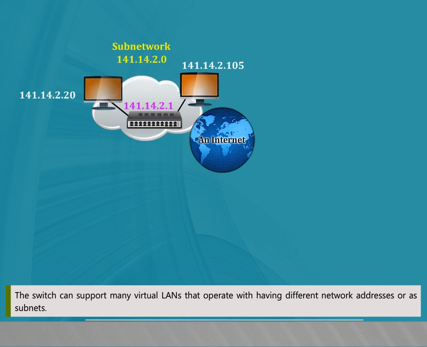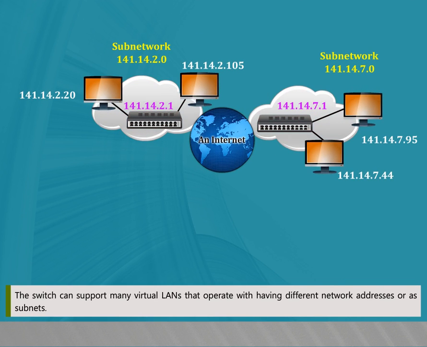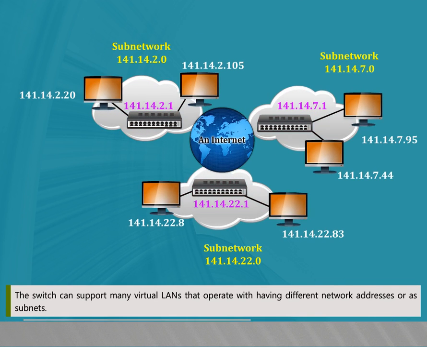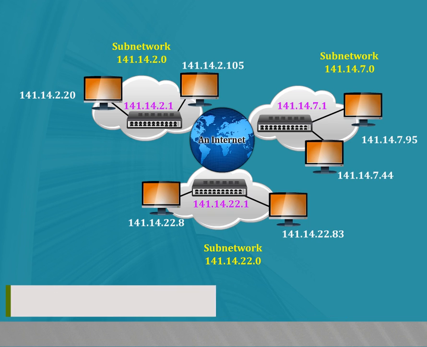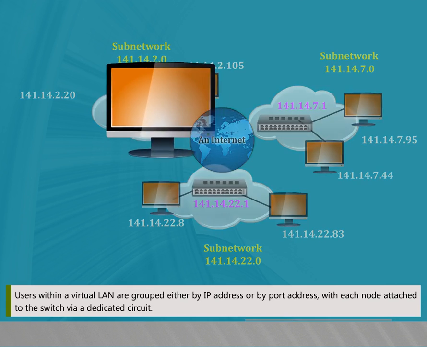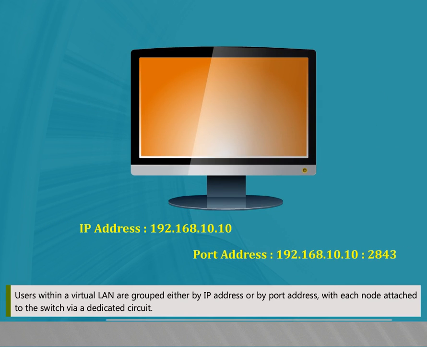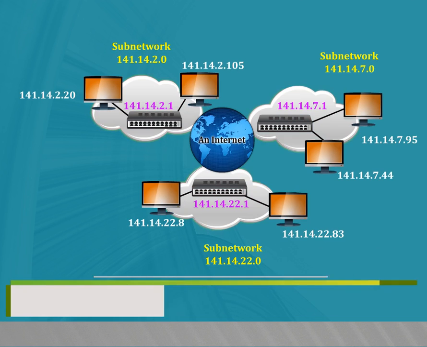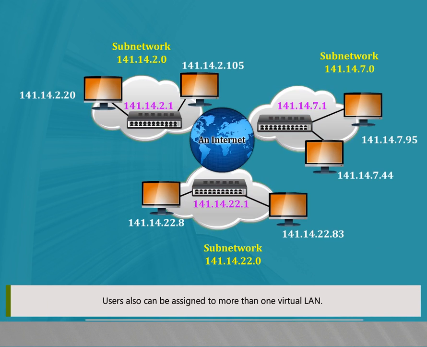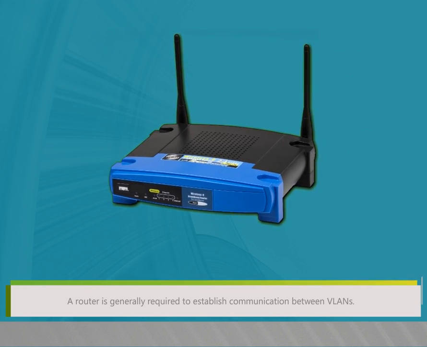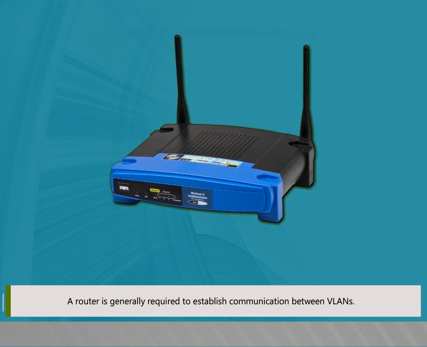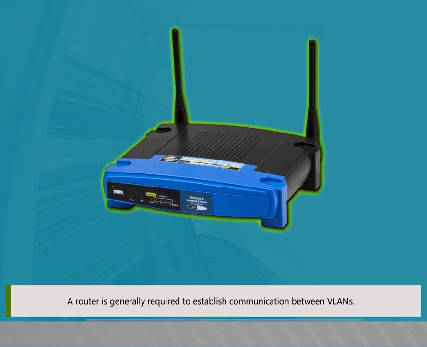The switch can support many virtual LANs that operate with different network addresses or as subnets. Users within a virtual LAN are grouped either by IP addresses or by port address, with each node attached to the switch via a dedicated circuit. Users can also be assigned to more than one virtual LAN. A router is generally required to establish communication between VLANs.